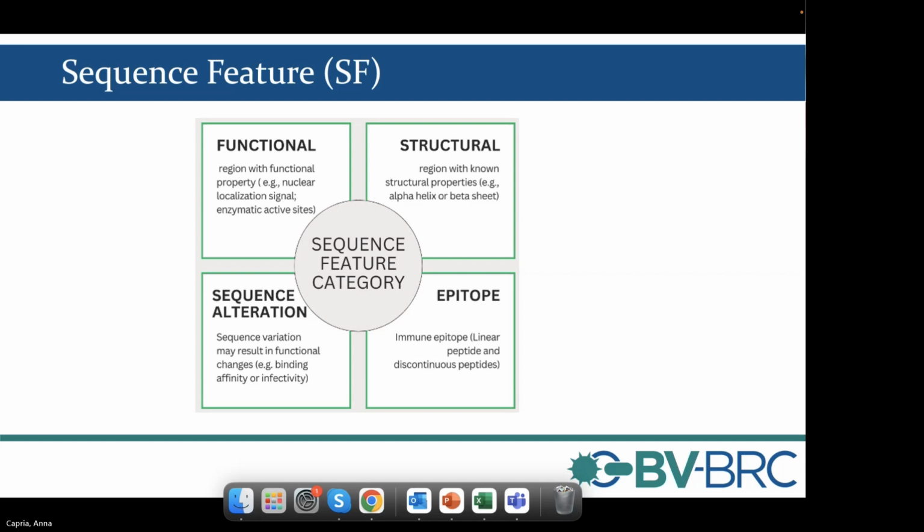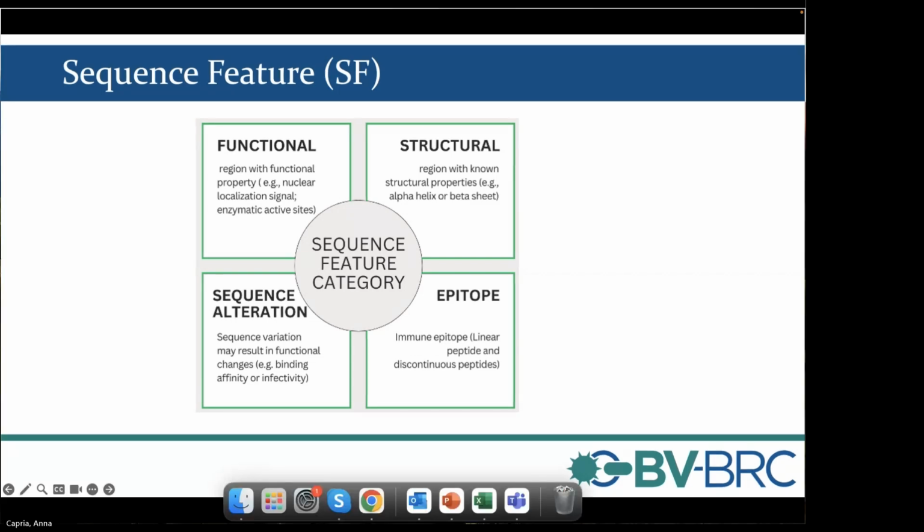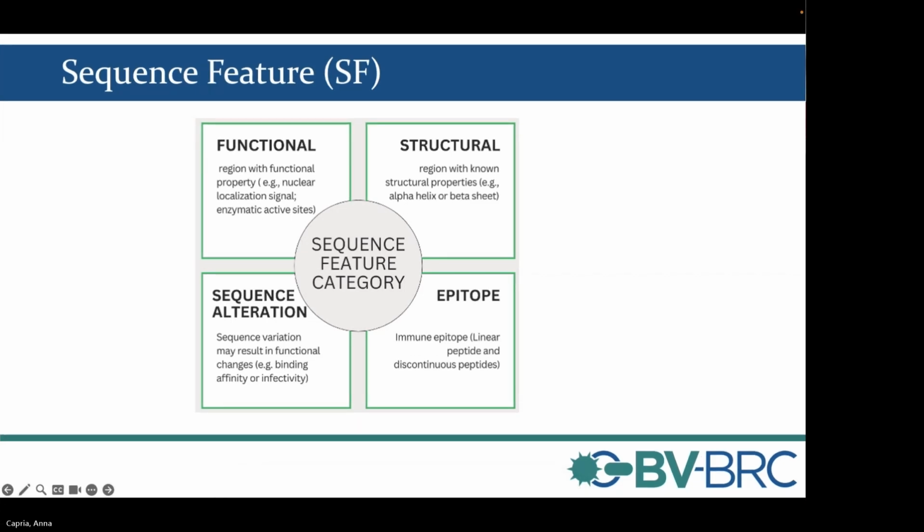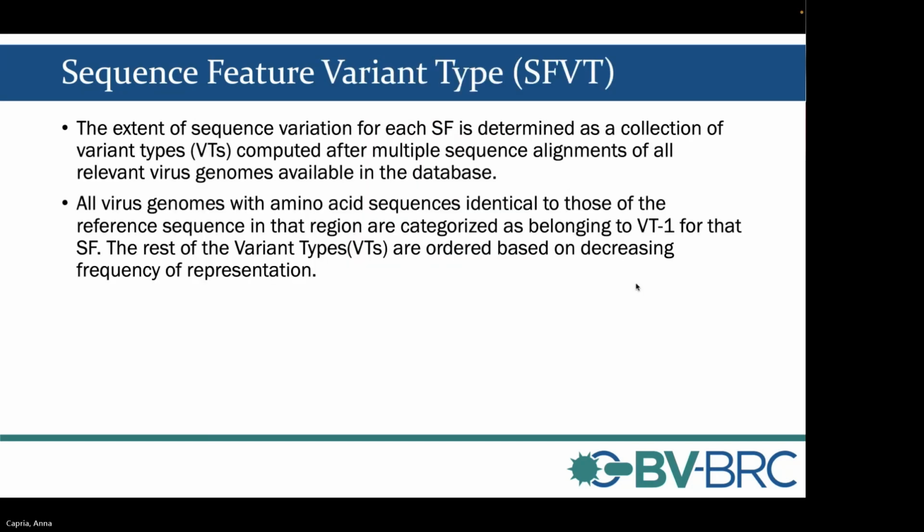And then the last category is epitope. It's the coordinates for an immune epitope. It can be linear, discontinuous, anything. So this is what the sequence feature mainly is. And now comes the variant type component. Now, what is a variant type?